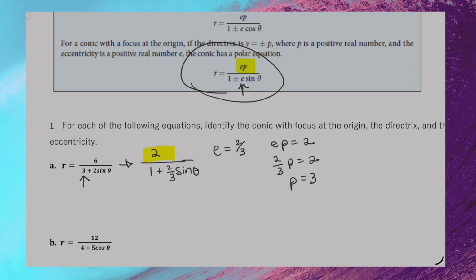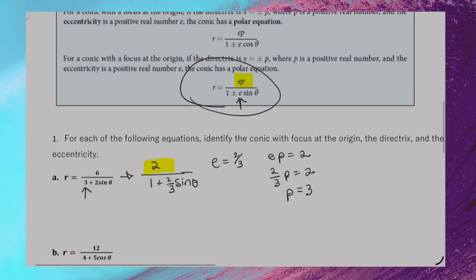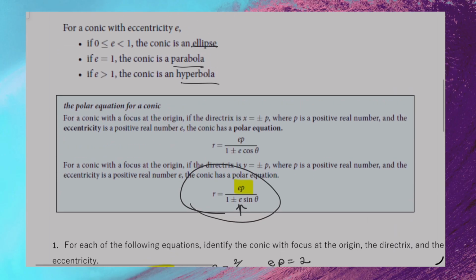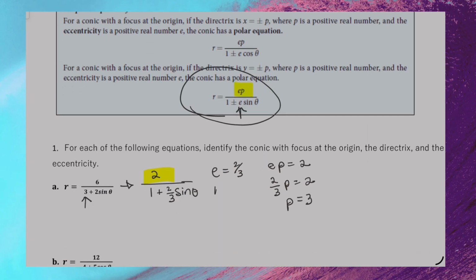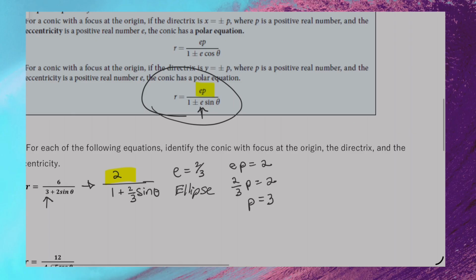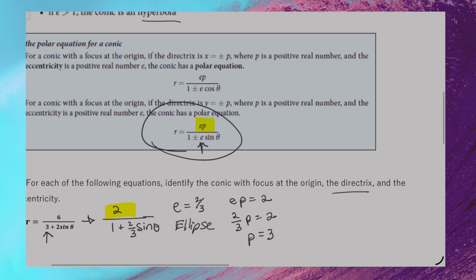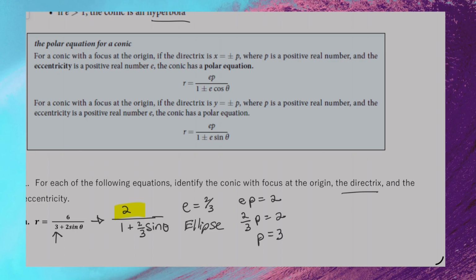All right. A couple things we're going to get from this. Since e is 2/3, we're going to come up here, and this tells us that this is an ellipse. And we don't often think of an ellipse having a directrix, but they do discuss that. From this, once you know the p-value, we have a directrix at y equals positive or negative p. It won't be both.